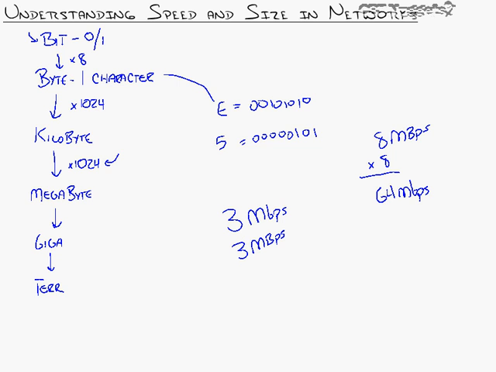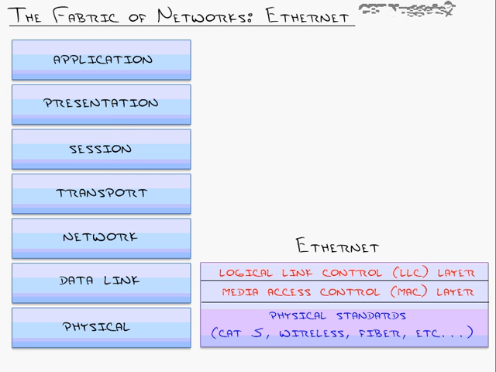Everything's in bits. Now, when you're lining Ethernet up to the OSI model, Ethernet matches up to the bottom 2 layers. It is both a data link and a physical standard. At the data link, it's been divided into 2 sublayers.